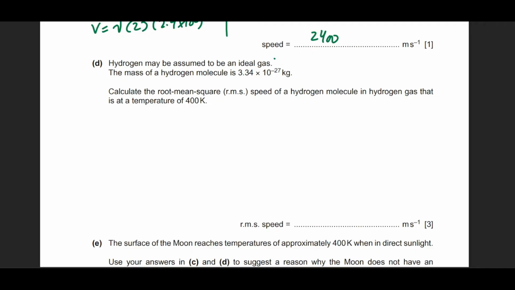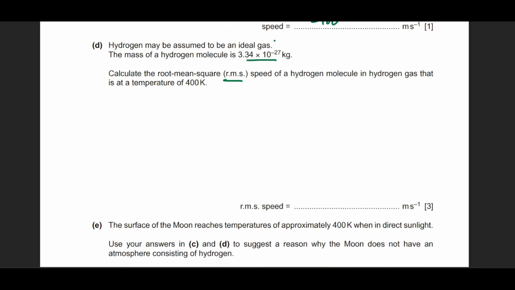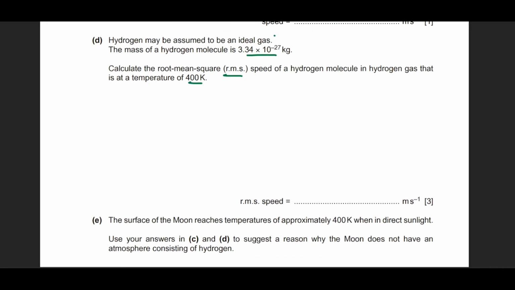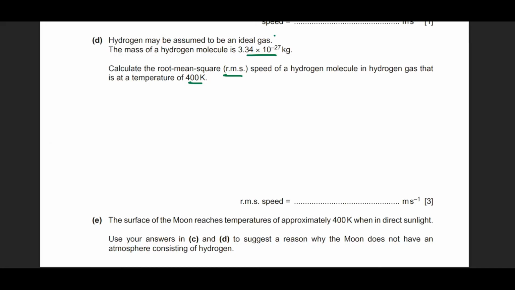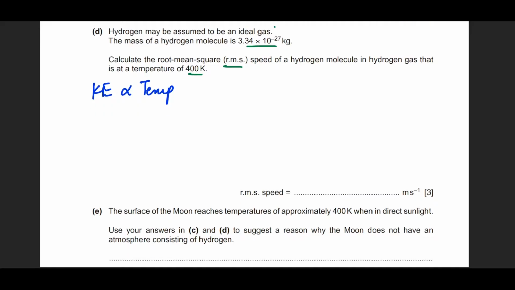Part D says that the hydrogen may be assumed to be an ideal gas. The mass of the hydrogen is this much. Calculate the RMS speed at 400 Kelvin. So this is a topic from ideal gases and we have a formula for this. That formula originates from the idea that the kinetic energy of any gas molecule will be proportional to the temperature of the system. If you go back to your books and refer to the syllabus, this equation comes out as half m c RMS square equals 3 by 2 kT. This was one of the proofs that we do in ideal gases, right?